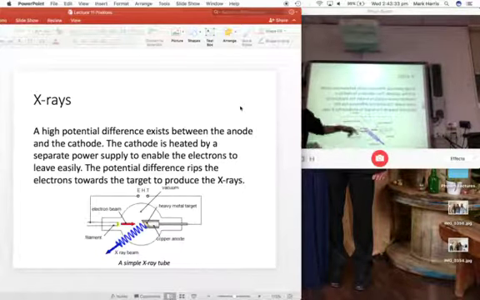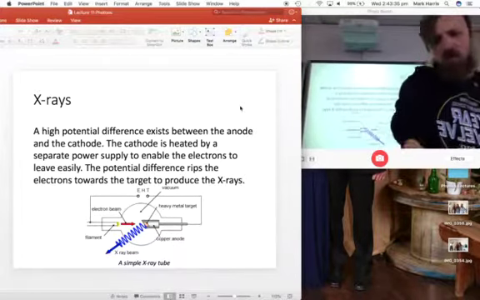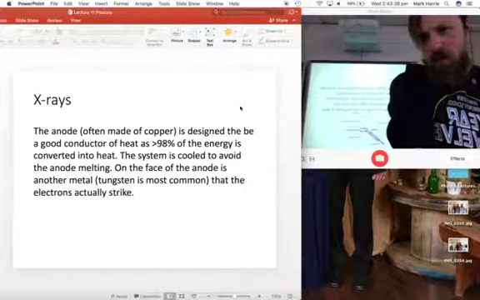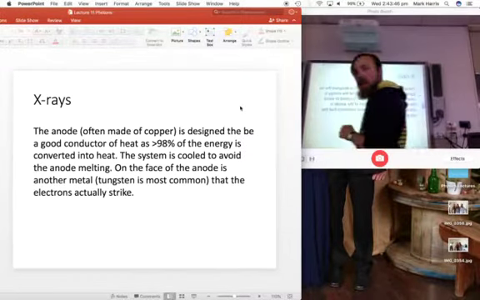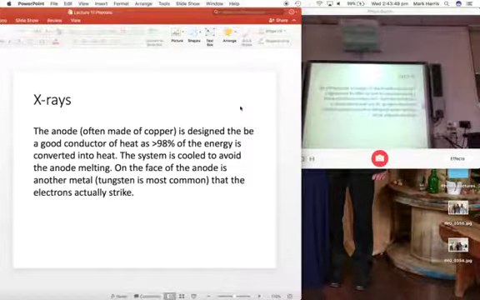This can be various things. I think I've got a list of what they are in here somewhere, but I'm not sure. The anode, which is commonly made of copper. There we are. It's designed to be a very good conductor of heat, so that's the part around the outside of the target. It's designed to be getting most of the heat away from the target straight away. Why? Because otherwise your device will break really quickly, as opposed to sort of quickly like it's going to.